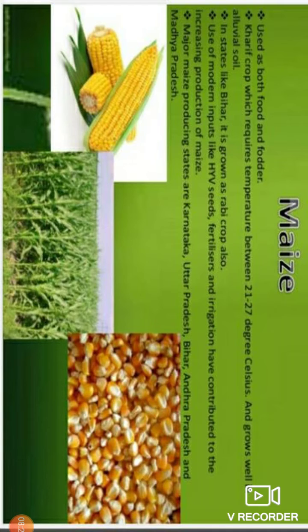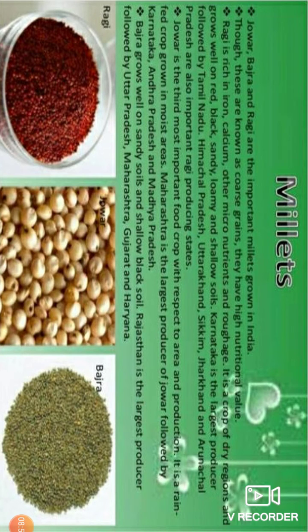And the use of modern implements like HYV seeds, fertilizers, and irrigation have contributed to the increase in production of maize. And the major states where maize is produced are Karnataka, Uttar Pradesh, Bihar, Andhra Pradesh, and Madhya Pradesh. Next, we can discuss the millets.